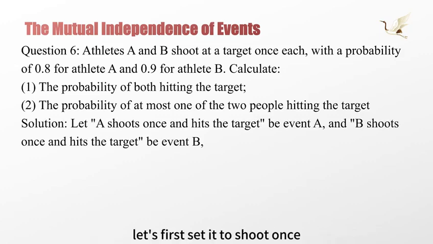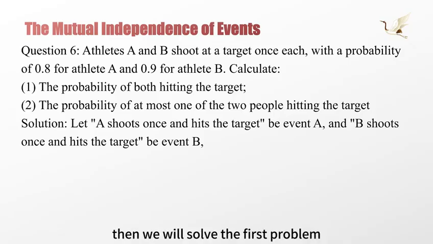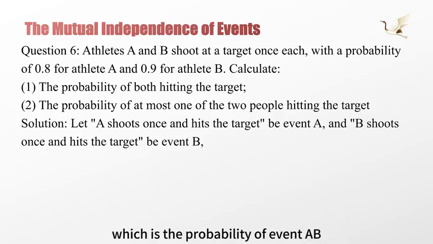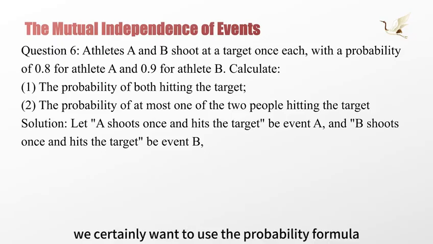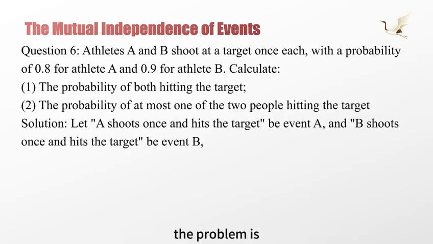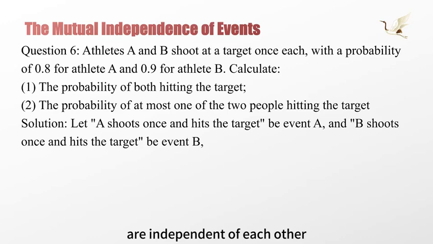Let's first set athlete A shooting once and hitting the target as event A. We set athlete B shooting once and hitting the target as event B. Then we will solve the first problem. The probability of both people hitting the target, which is the probability of event AB occurring simultaneously. At this moment, we certainly want to use the probability formula for independent events occurring simultaneously. The problem is, we need to first determine whether event A and event B are independent of each other.